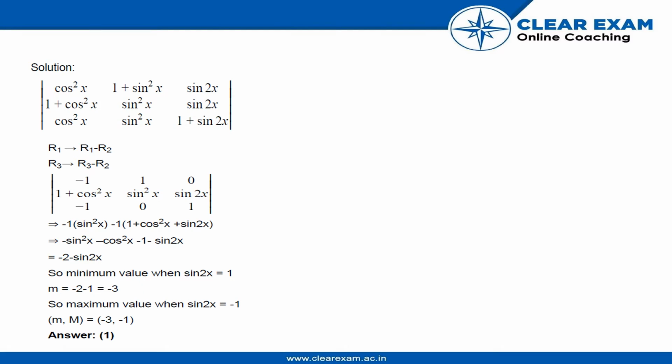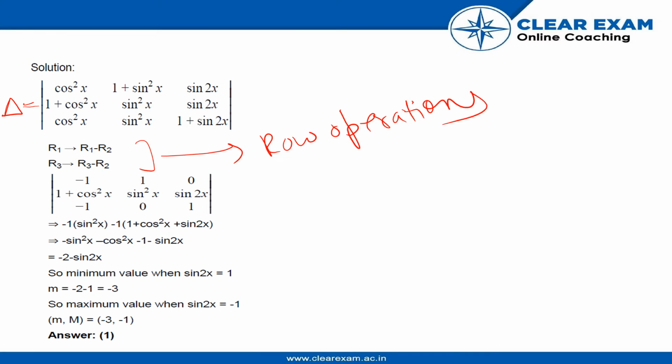So first of all, in this question we'll be finding the determinant of the matrix. And how will we find it? By applying row operations, in a similar way, to make as many zeros as we can. So after applying these, we'll be getting this. Now with the help of this matrix, we'll open up the matrix and then we'll be getting this. So now by this we'll be finding the minimum and the maximum value.